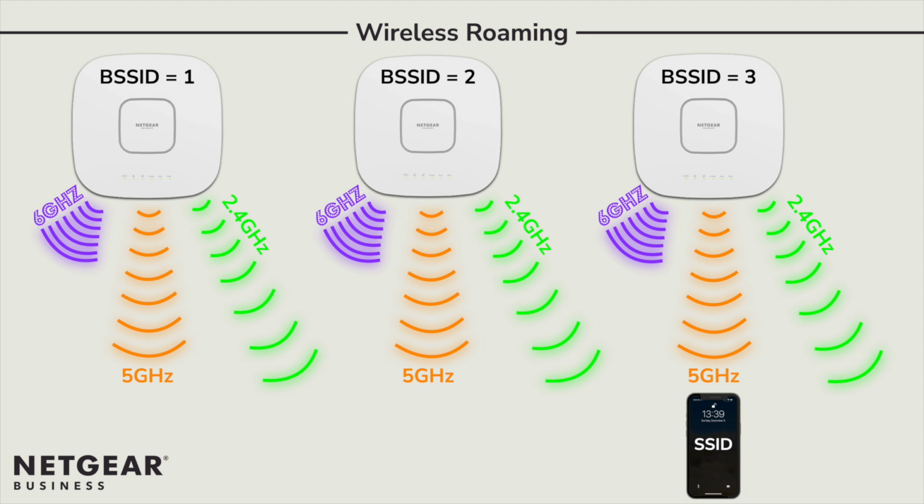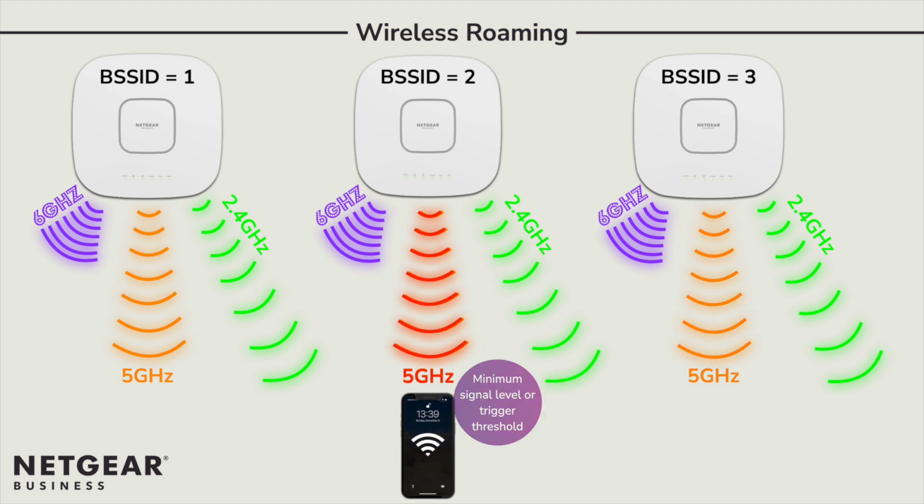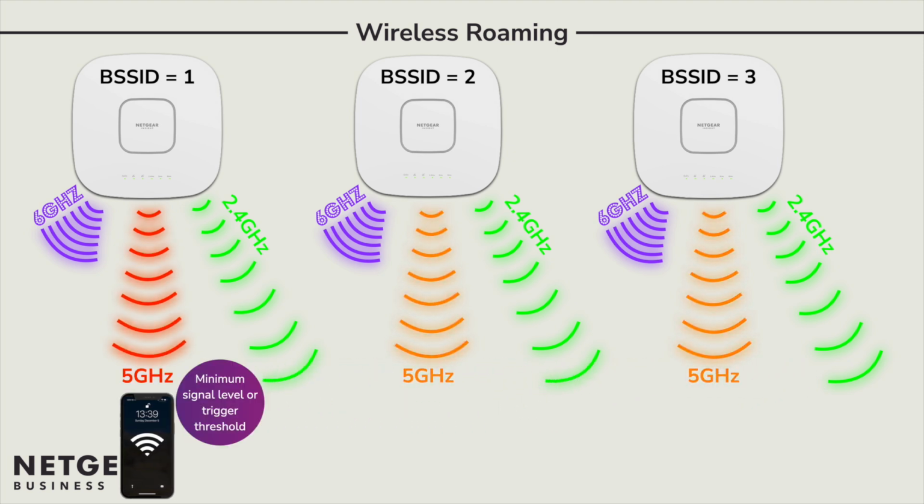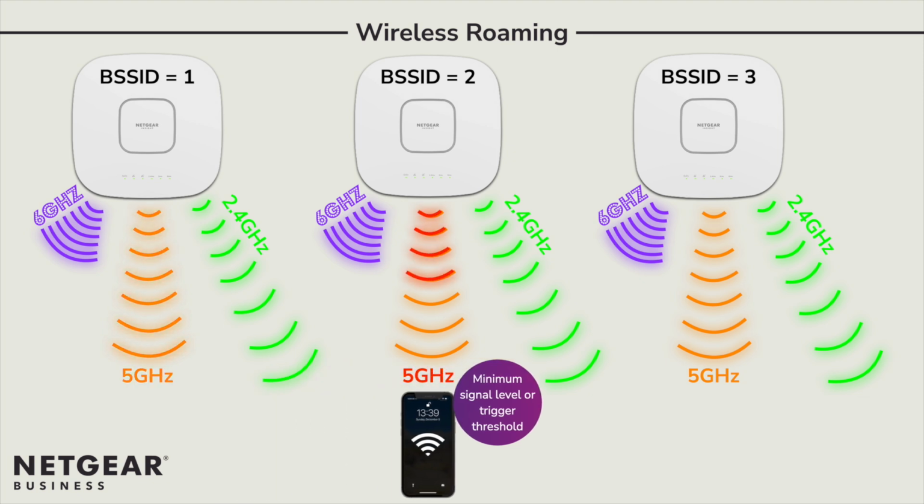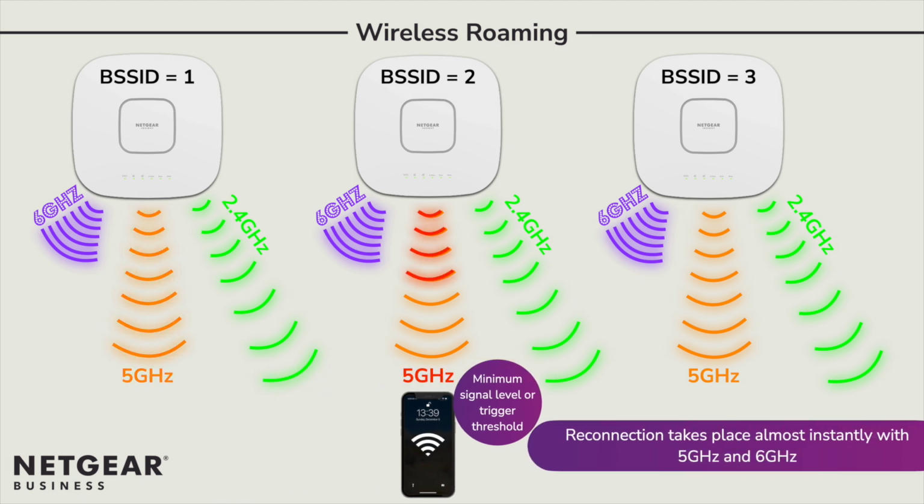The host device itself will have a minimum signal level required to maintain its current connection, and we call this the trigger threshold. Once this threshold has been crossed, the host device will then immediately connect to another device which exceeds this trigger threshold. This reconnection takes place almost instantly in 5 GHz and 6 GHz networks, thanks to a small overlap to allow the host's RSSI, or Received Signal Strength Indicator, to determine which wireless connection to switch to beforehand. However, this often results in the client remaining connected to the current BSSID for longer than you may expect.